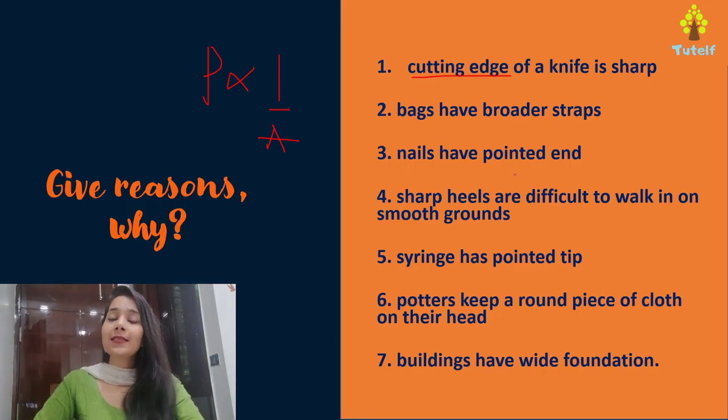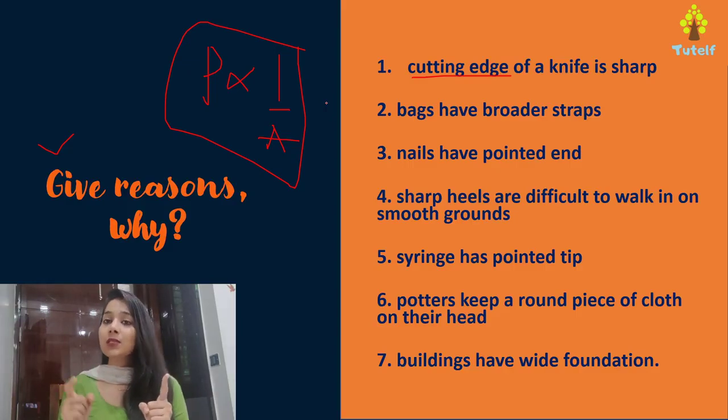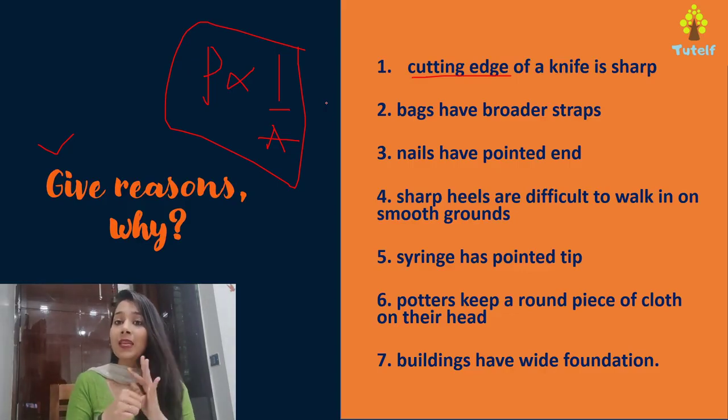So the pointed end ensures that the area is less. Whenever you give reasons, you always have to specify the formula. You always have to specify the relation. Even if you have to specify it 3 times, 4 times, 5 times, you have to specify the formula. So nails have pointed end because pointed end means smaller area. Since pressure is inversely proportional to the area, greater pressure will be applied, and thus the nail will be able to easily penetrate the wall or anywhere you intend.